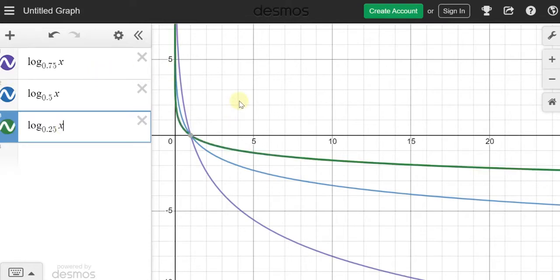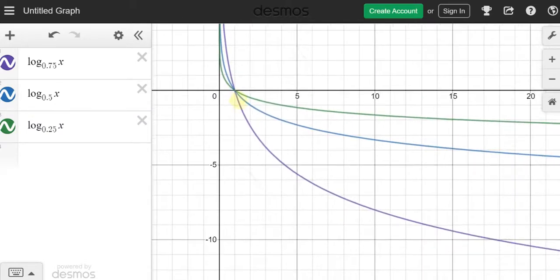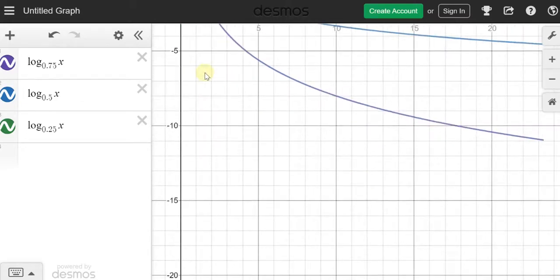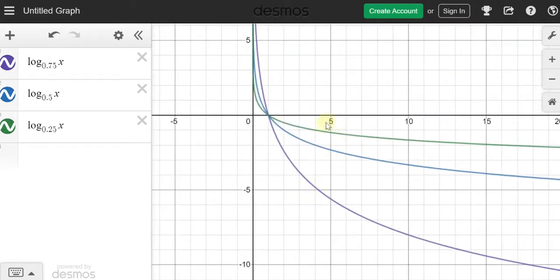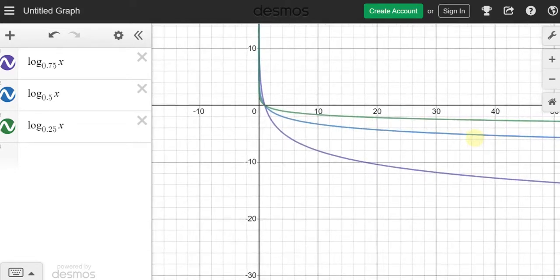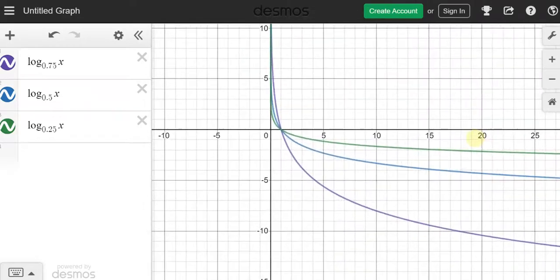So now you can see on this side the effect of the base as it gets closer to 0. All 3 bases I've picked here are less than 1. This first one is base 3/4. The one in the middle is base 1/2, and the one in green is base 0.25. So as the base approaches 0, you can see how this thing is behaving. This is what the graph of the logarithm looks like.